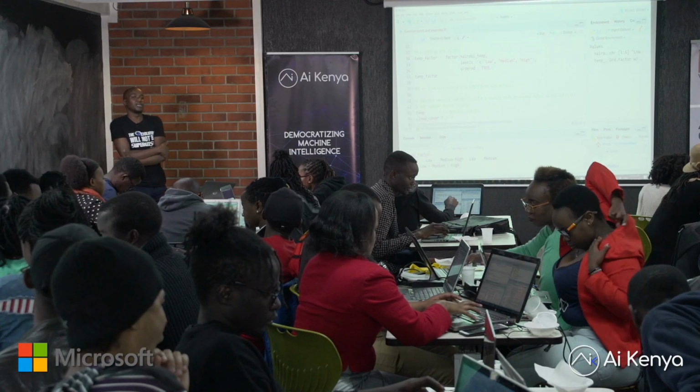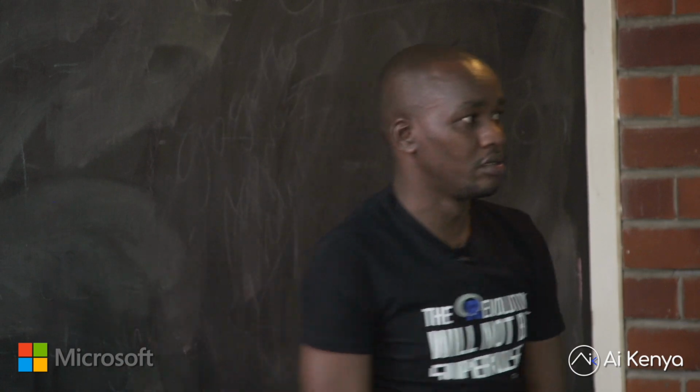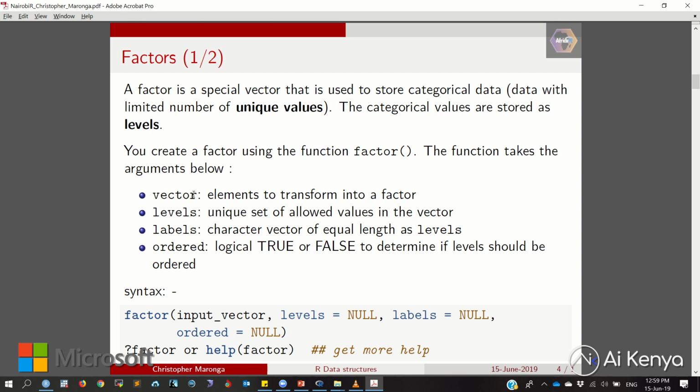So that is it with the factors. Any other question before we move to the next item? Do you have any question on how to create a factor, how to pass arguments, how to specify levels, and how to specify labels? Anyone? So let's look at matrices.